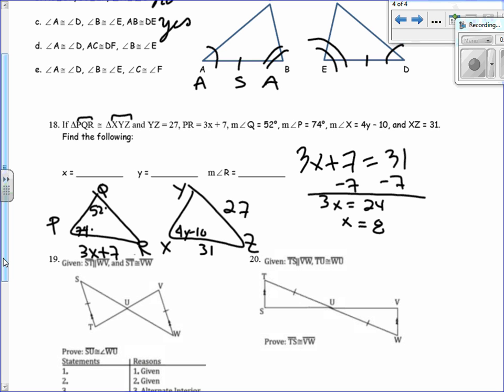And then for the other one, we have to match 4y minus 10 with what? So 4y minus 10 equals 74. Add 10 both sides. Get 4y equals 84. Divide both sides by 4, y equals 21.